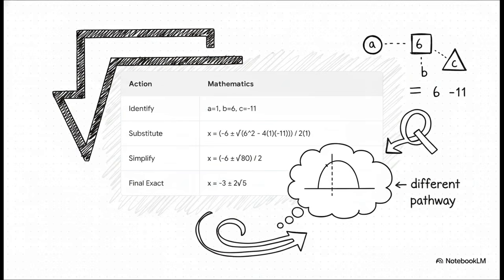The square root of 80 cleanly simplifies to 4 root 5, and when we divide everything by our denominator of 2, look where we land. We arrive right back at x equals negative 3 plus or minus 2 root 5. Notice the profound revelation here. Mathematics is beautifully, undeniably consistent. Two completely different logical pathways led us to the exact same undisputable truth.